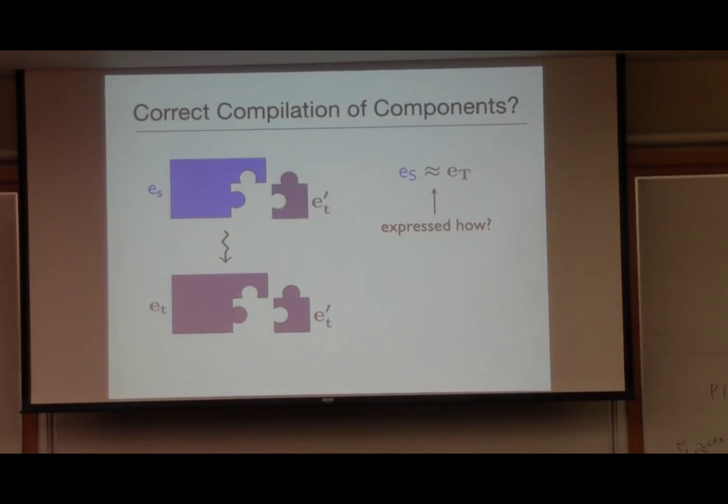What I want to do is just say that when I link ET with ET prime and run that, I'm going to see the same observable behavior as when I link ES with the same ET prime and run it. Isn't that what we wish we could do? Essentially what we really would like to have, right?